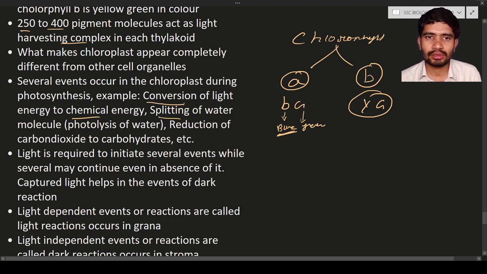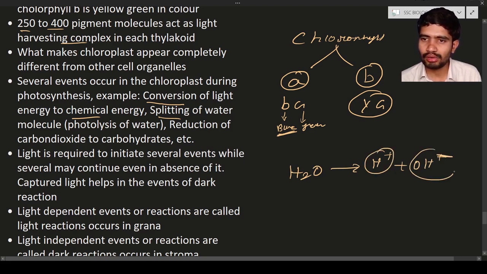Next, you can see the splitting of the water molecule. The H2O molecule is broken down into H plus and OH minus ions. H plus means hydronium ion, OH minus means hydroxyl ion. This is the splitting of the water molecule, which we will discuss in a moment. It is also known as photolysis of water.